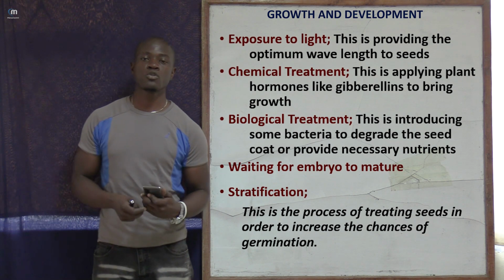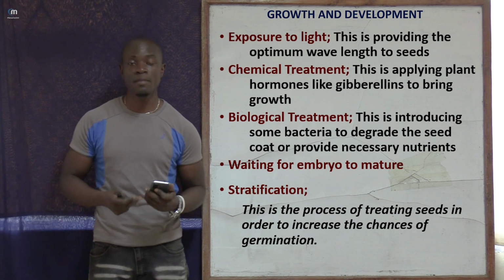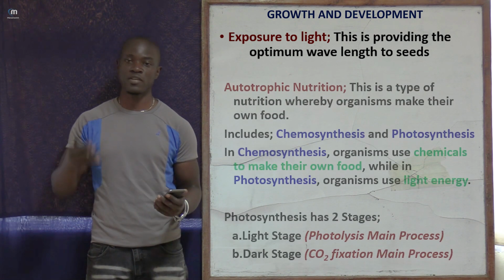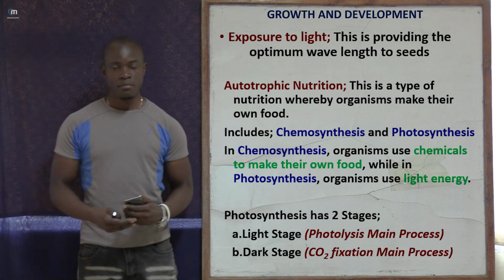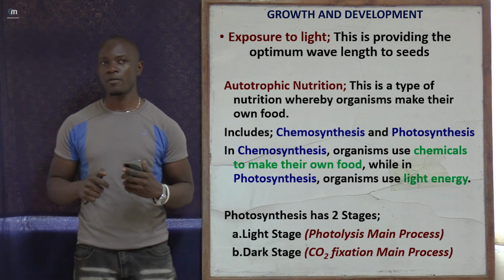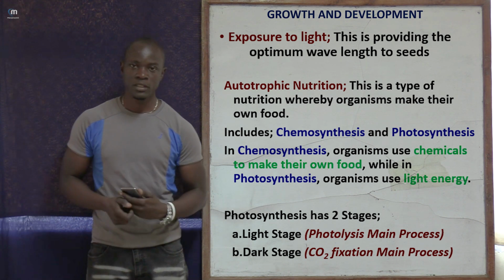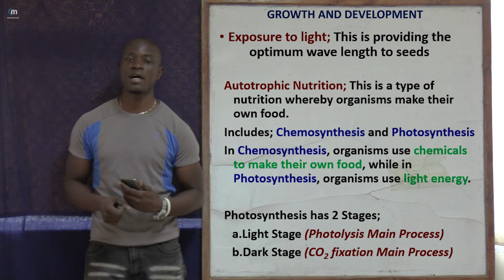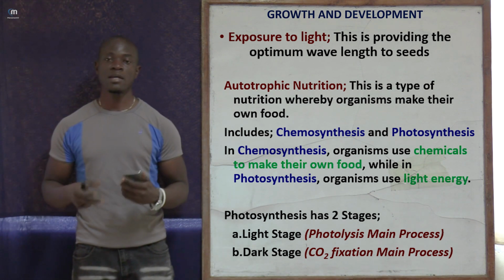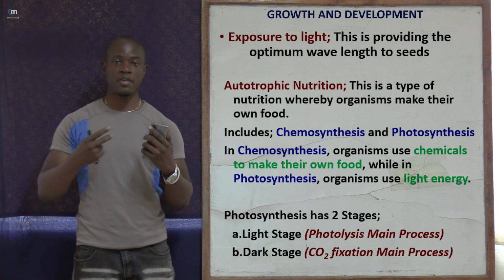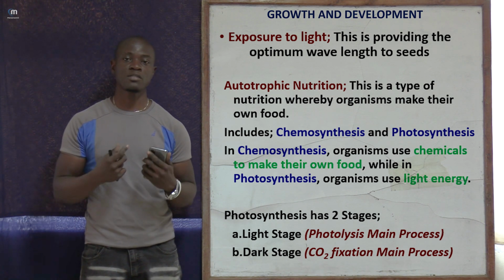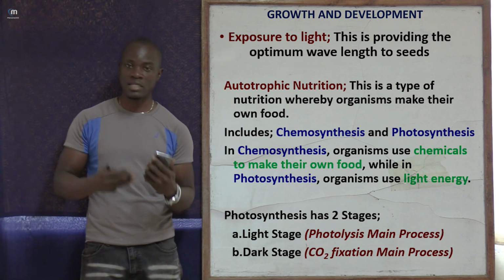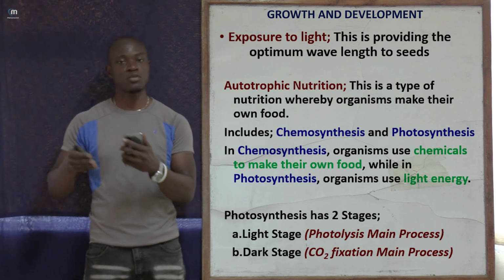So apart from that, we can also talk about exposure to light, whereby this is providing optimum wavelength for the seeds in order to facilitate the process of growth. Because remember, in Form 1 we say that we have autotrophic nutrition, whereby we said we have two types of autotrophic nutrition. Remember, the first one we said we have chemosynthesis, whereby this is where organisms use chemicals in the environment to facilitate the process of making their own food. So that is chemosynthesis, from the word chemo, chemical, synthesis, to make.